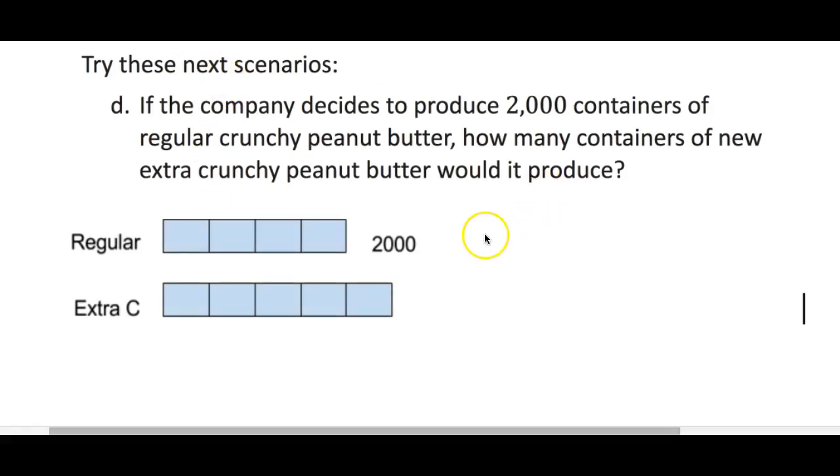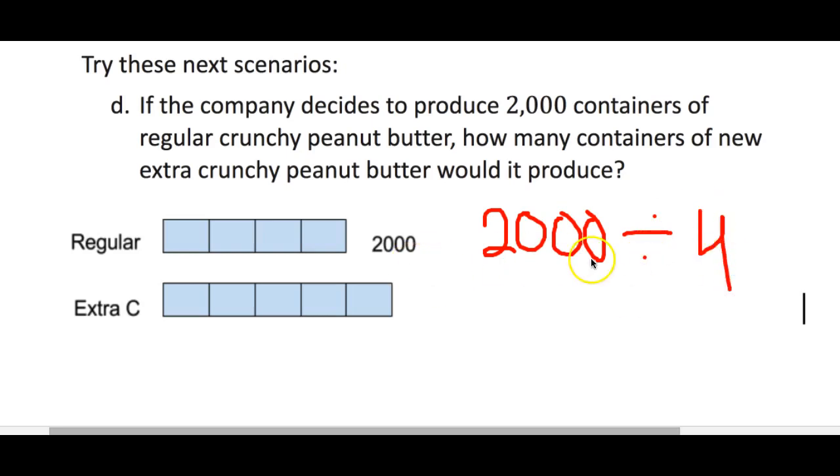So we're going to do 2,000 divided by what number? 4. If you do 2,000 divided by 4, we'll know how many to put in these parts, then we'll also know how many to put in these parts. And so sometimes, even though we're working with fractions as a ratio, it might be better to use a tape diagram to help us understand it.